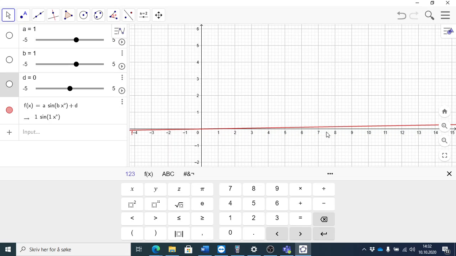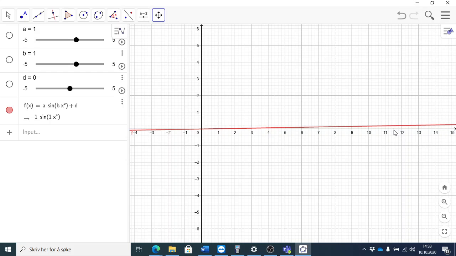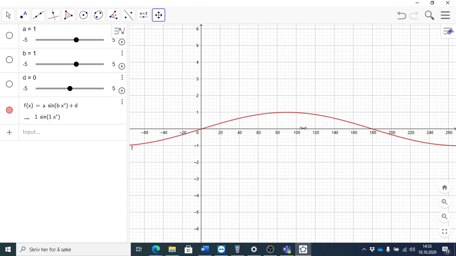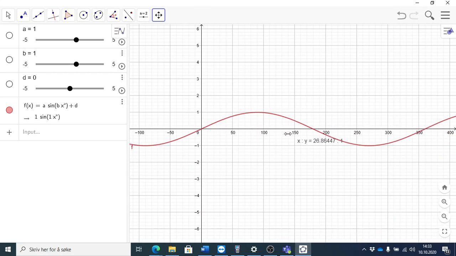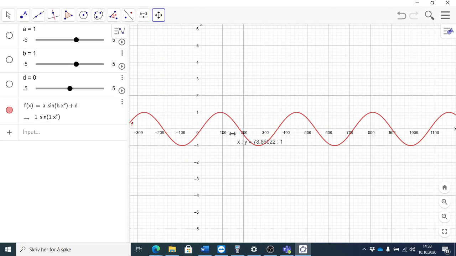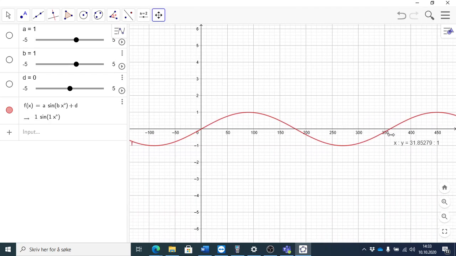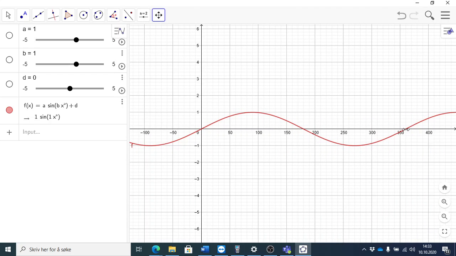Now, this looks like a straight line, and the reason for that is the values are a bit low. If I change this, you can see that, okay, we get a nice sine curve here. The pattern starts here, and then it starts a new cycle about here. And you can see the value of that point is 360 degrees. So that's one period of the cycle.